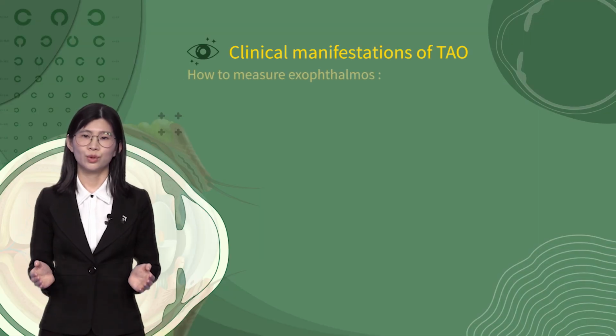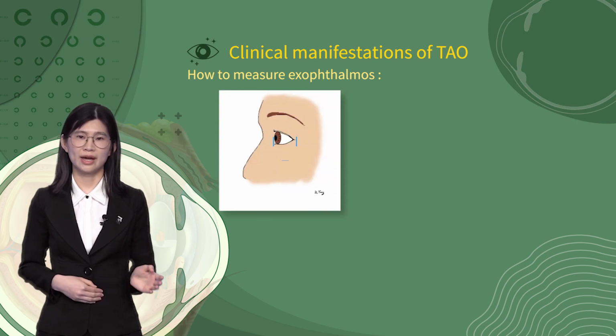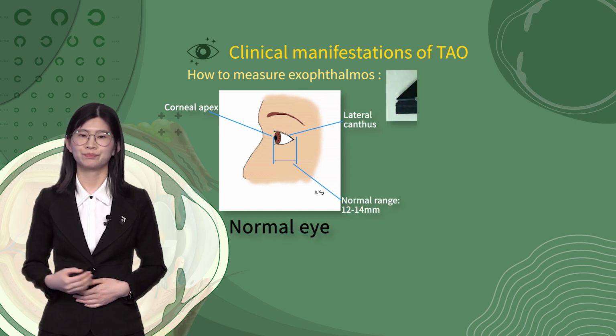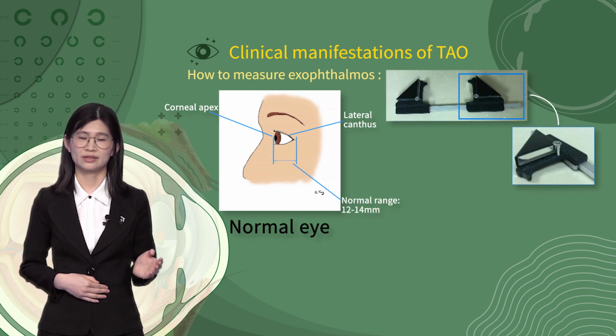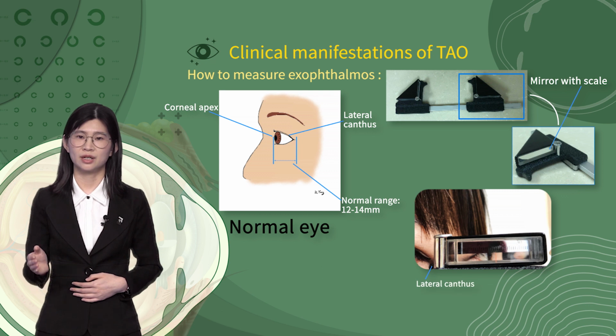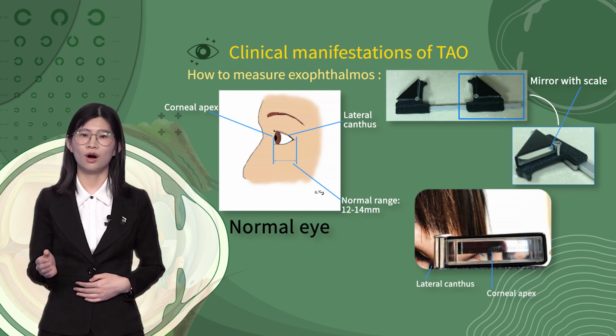So, how do we measure the degree of eyeball protrusion? We use an instrument called an exophthalmometer. Thanks to my colleague Ms. Huang for taking this photo. There is a mirror with a scale. We put one side at the lateral canthus. Then we can see the corneal apex in the mirror and read the number on the scale.